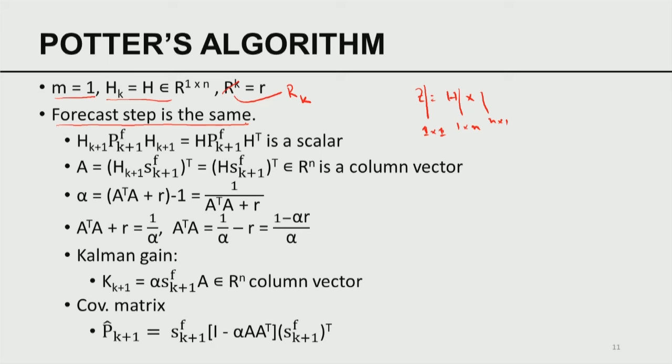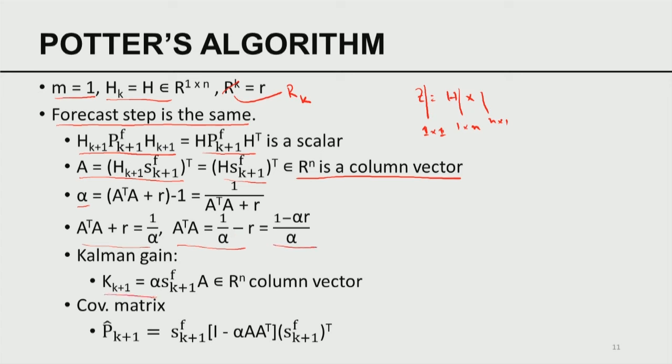Now I would like to look at the simplification that results when m is 1 in the analysis step. So H k plus 1 P k plus 1 H k plus 1 transpose is equal to this, that is a scalar. So A, which is given by H k plus 1 S k plus 1 f transpose, this is equal to H times that, that is simply a column vector. So A is a column vector, so A transpose A is a scalar, R is a scalar, so alpha is a scalar, alpha is given by this. So A transpose A plus R is 1 over alpha, therefore A transpose A is equal to 1 over alpha minus R, which is given by this.